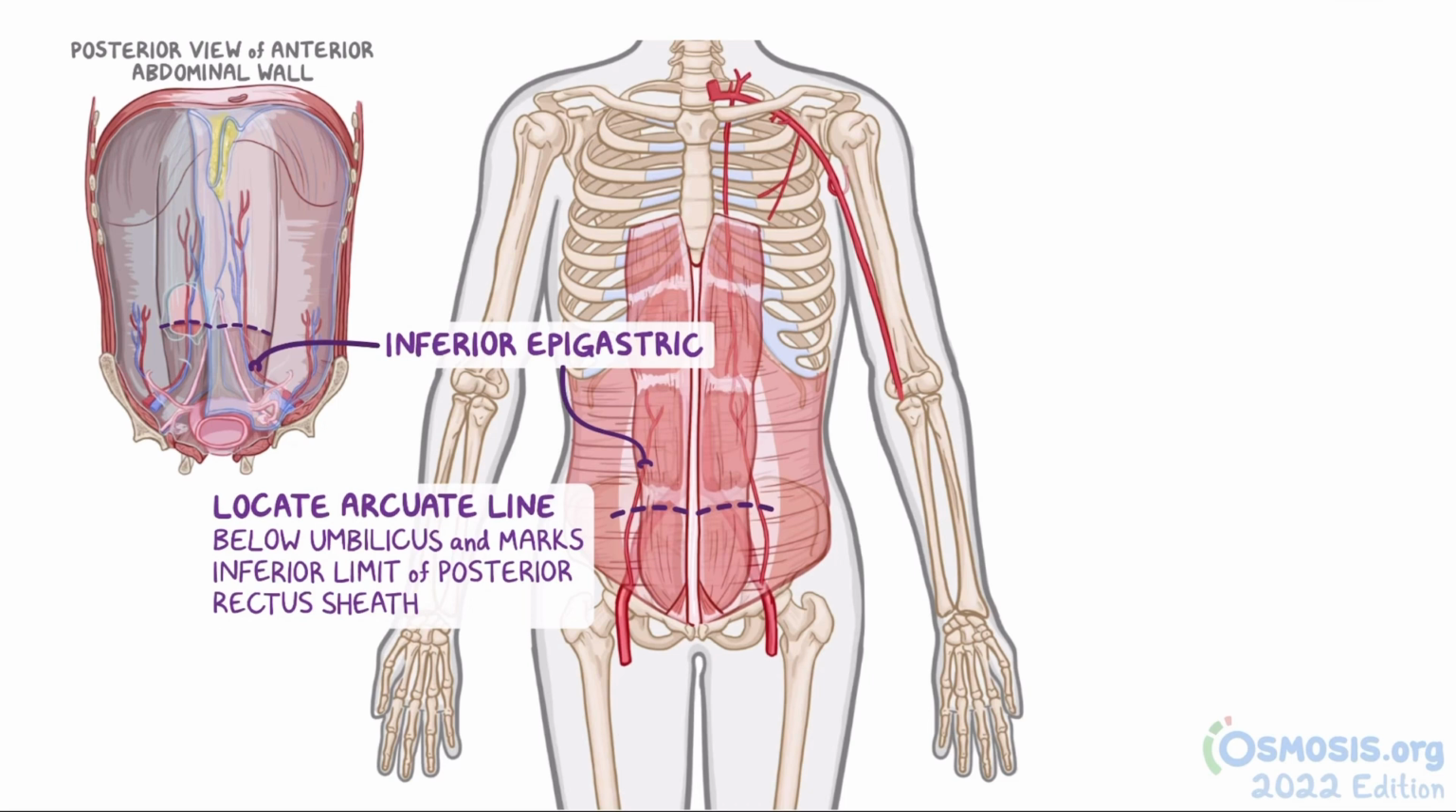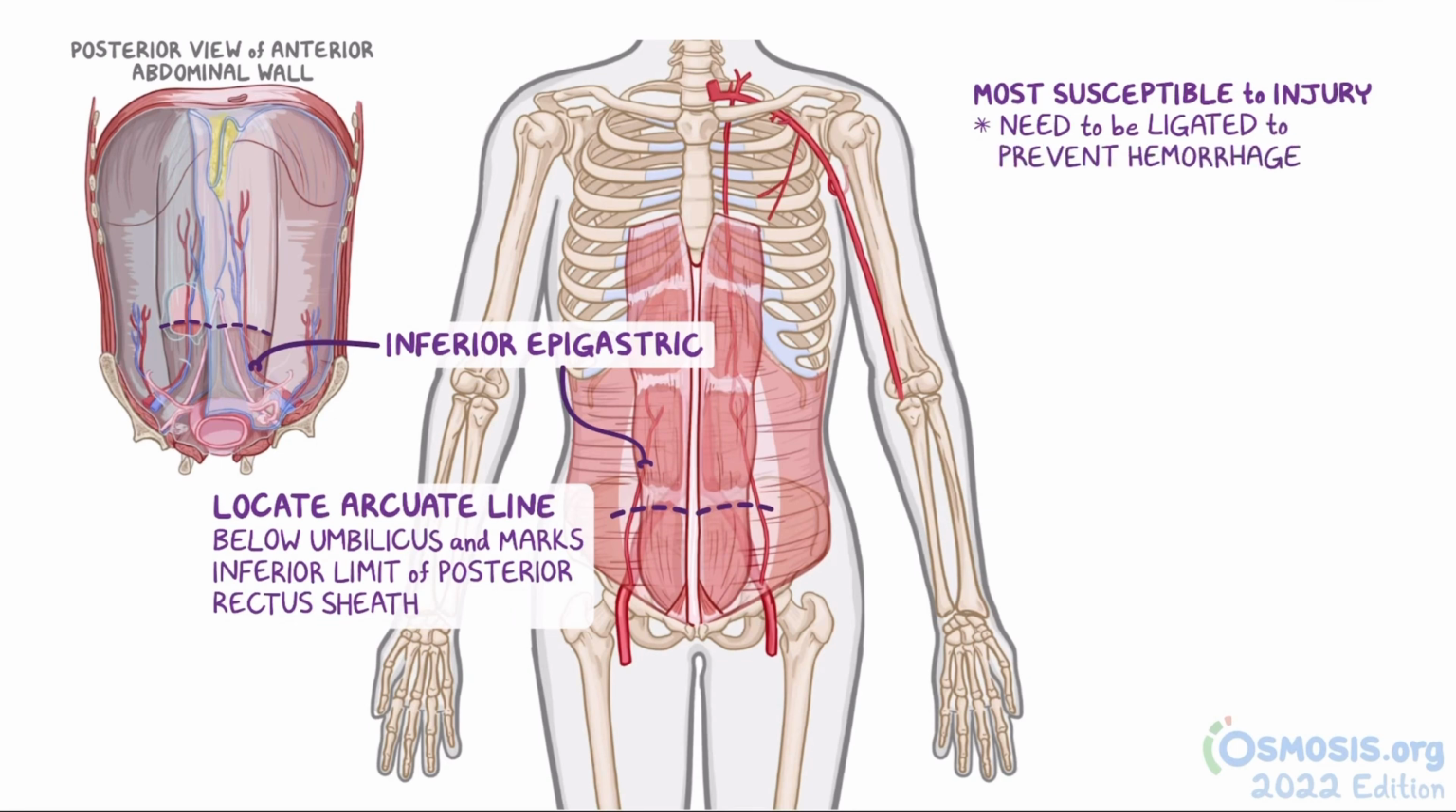Since there's no supporting posterior rectus sheath below the arcuate line, this is where the inferior epigastric arteries are most susceptible to injury, so they need to be located and ligated when performing a horizontal incision in order to prevent significant hemorrhage. Now, bear in mind that any abdominal surgery comes with a risk of nerve injury.